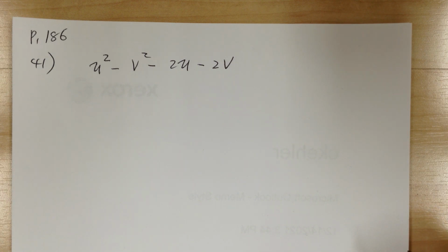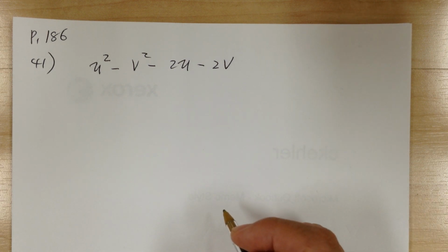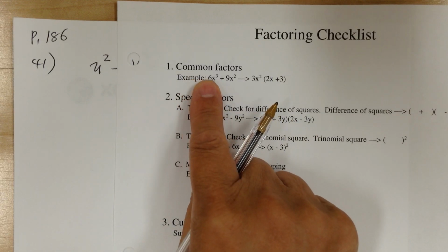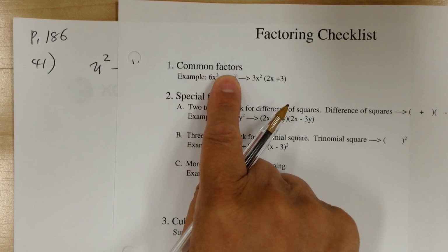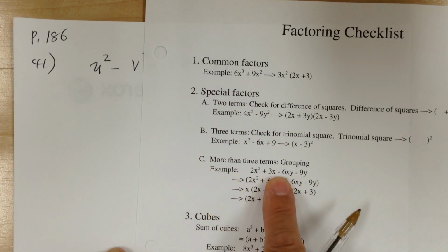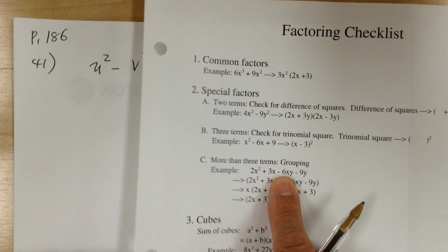So for this one, there are 4 terms. So over here, you can go through the checklist. Step 1, common factor, cannot, right? Then step 2, more than 3 terms, you want to try grouping, okay?